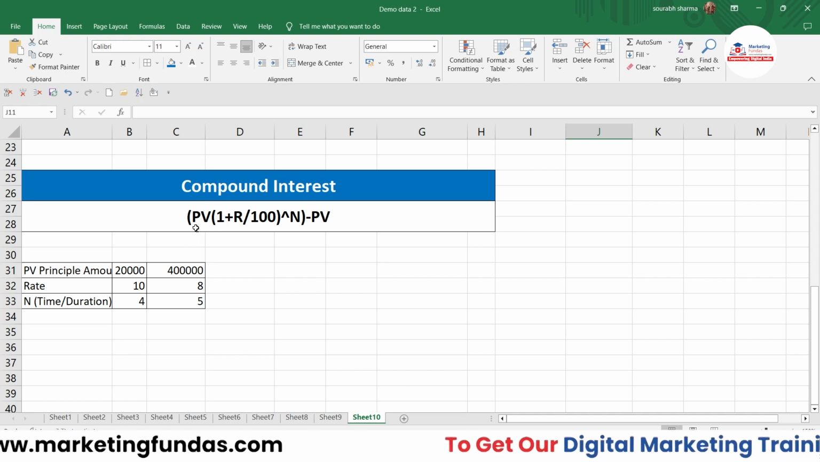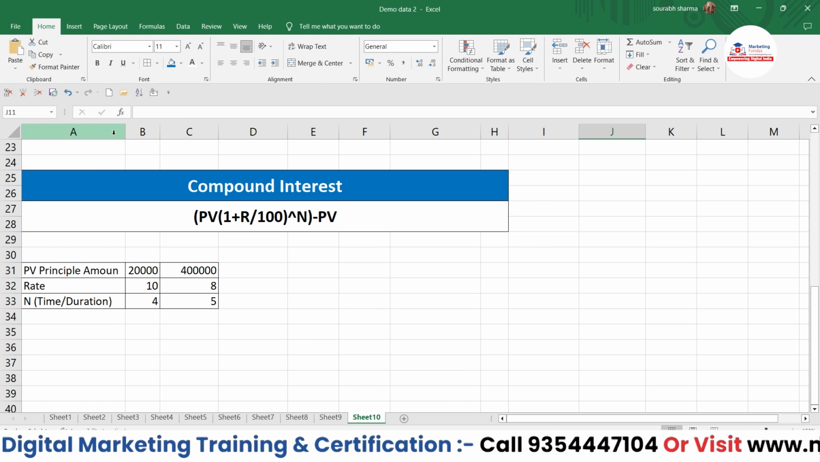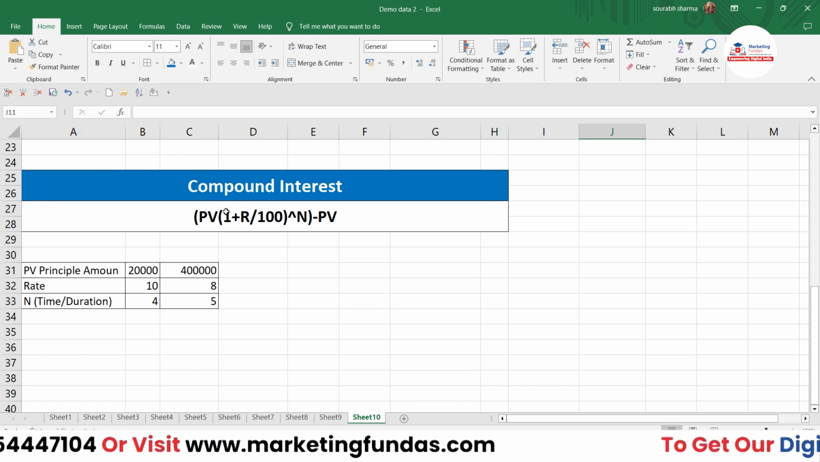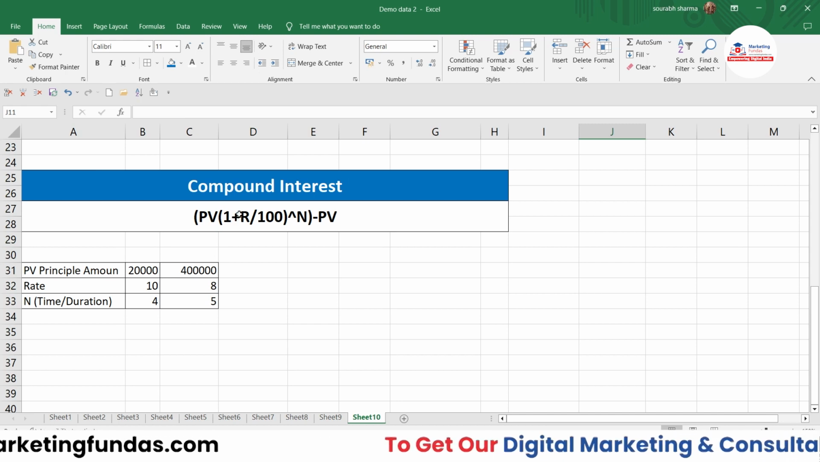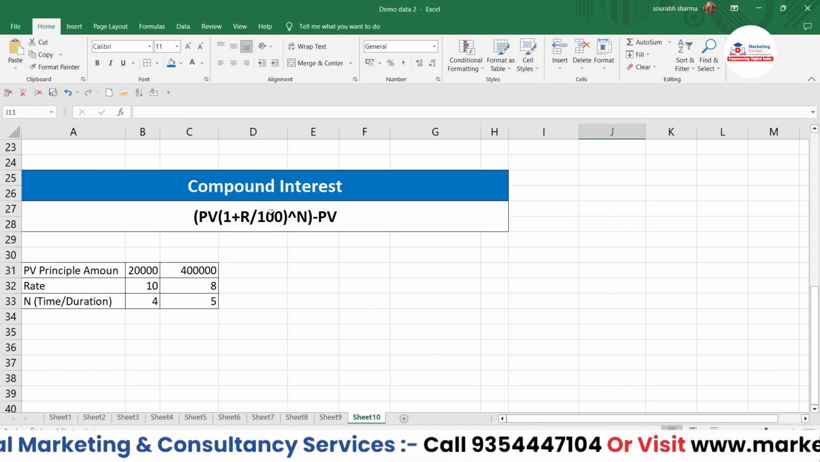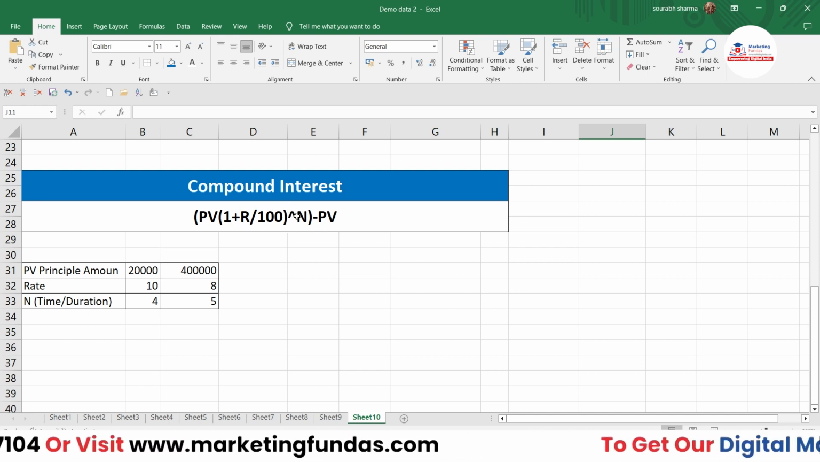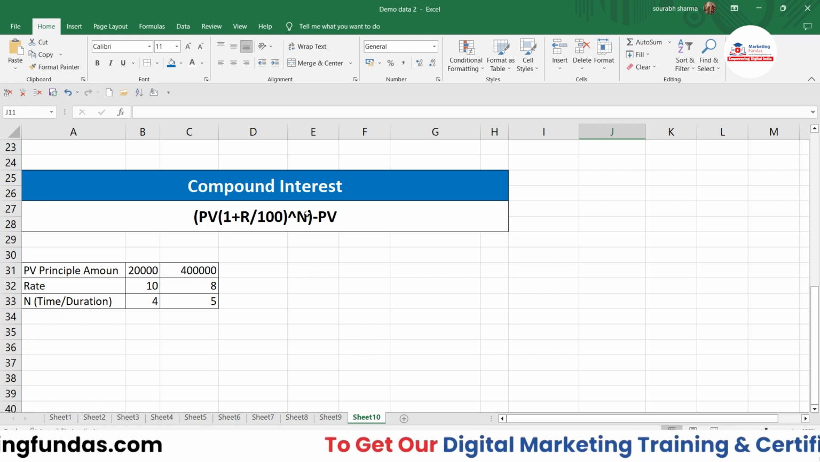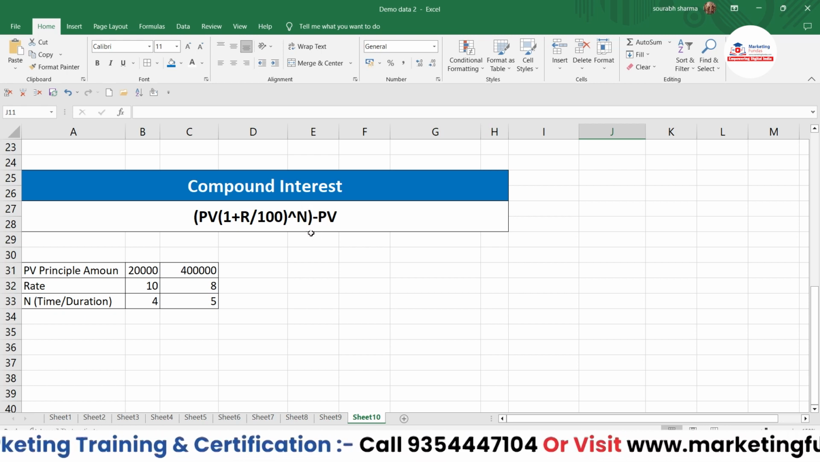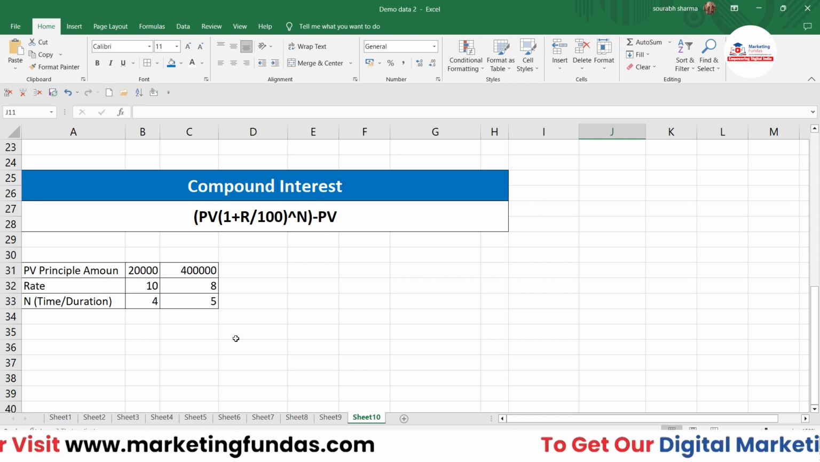The first one is principal value, also known as principal amount as well. So this is principal amount, bracket open, 1 plus rate of interest, right? Then divided by 100, bracket close, then power, you have to apply power as well. Then n is basically time here, right? Then bracket close minus principal amount, so that we can find out the compound interest only, right?